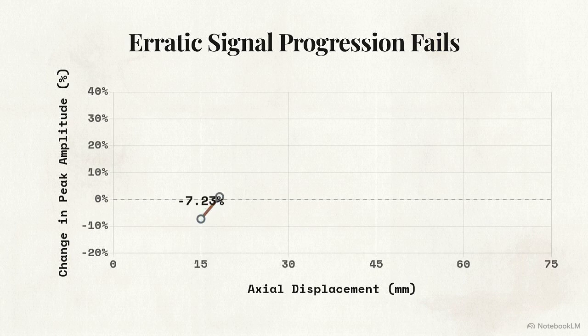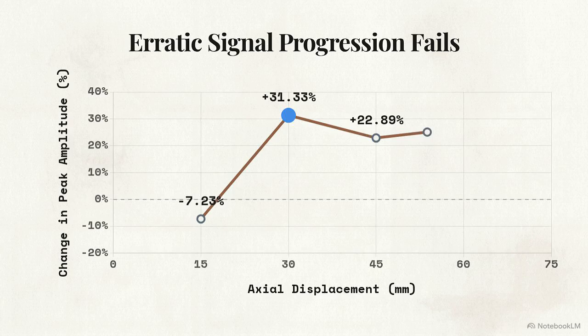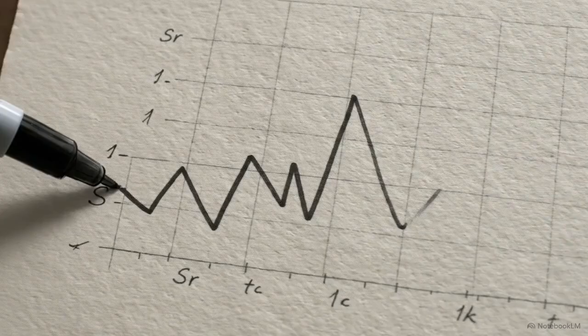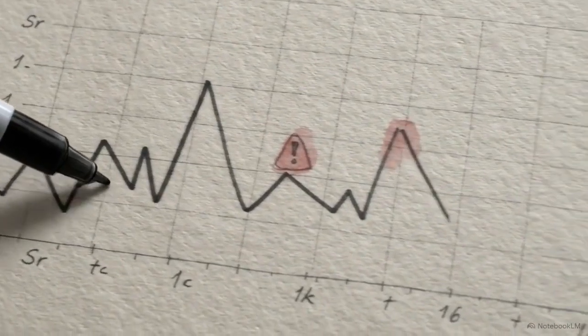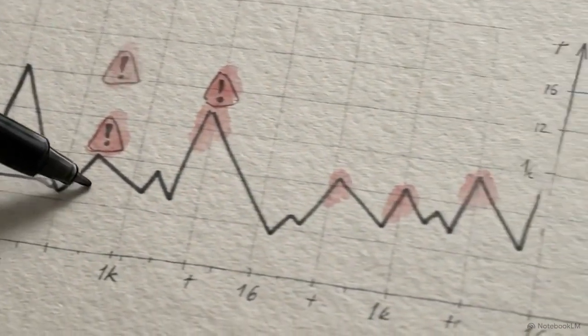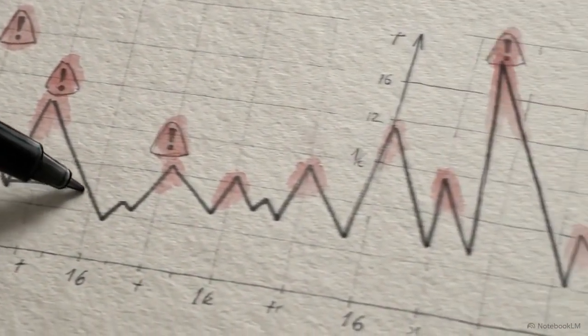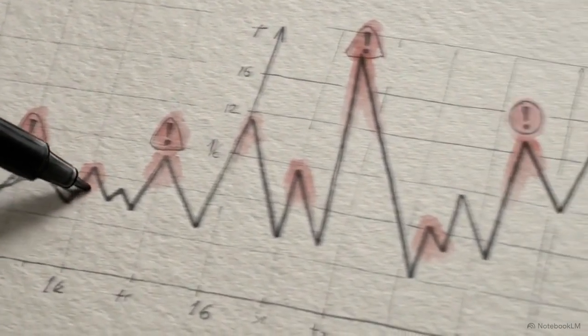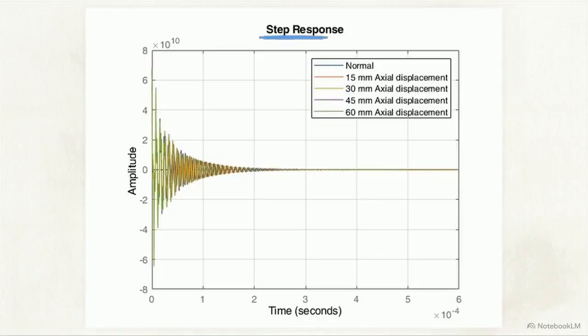The amplitude variations bounce from negative 7.23% up to positive 31.33%, down to 22.89%, and back up to 26.63%. Its extreme sensitivity is rendered completely useless by its non-monotonic variation. An automated system simply cannot parse this data reliably. This leaves the final metric under evaluation, the step response of the system.